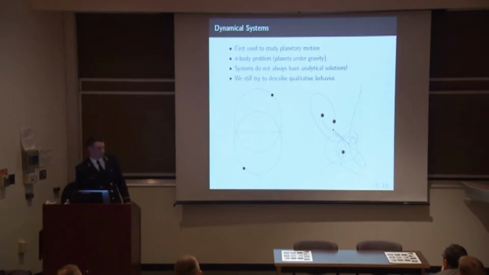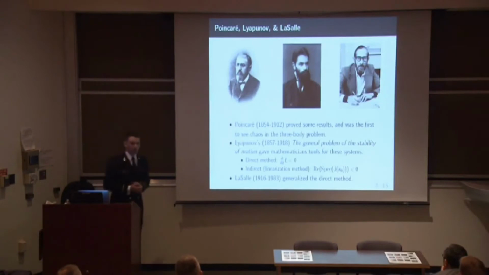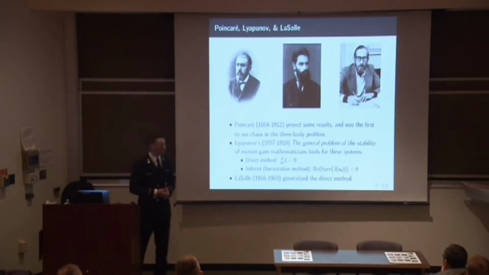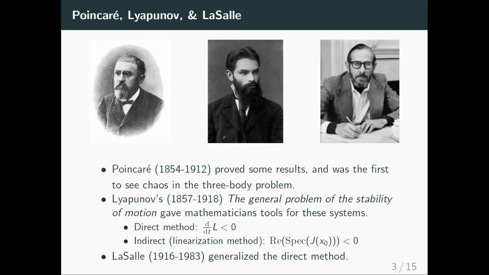Systems like this have been studied by a lot of people, but here are three that I want to talk about in particular. Henri Poincaré, on the left, was one of the pioneers of this continuous dynamics theory. In fact, he was the first person to realize that the three-body problem ended up with a chaotic solution.